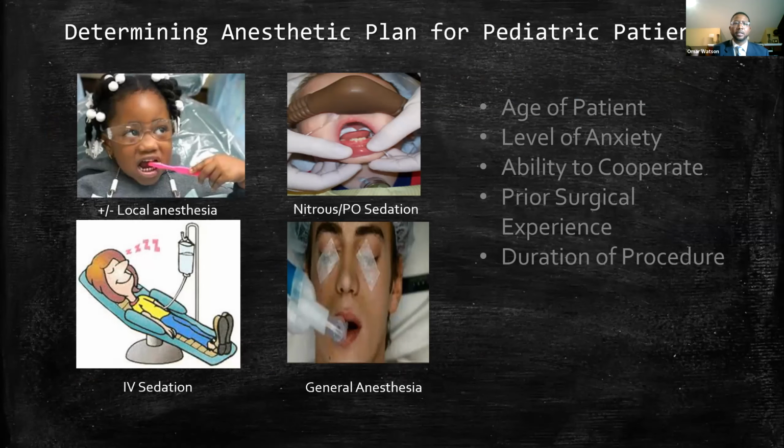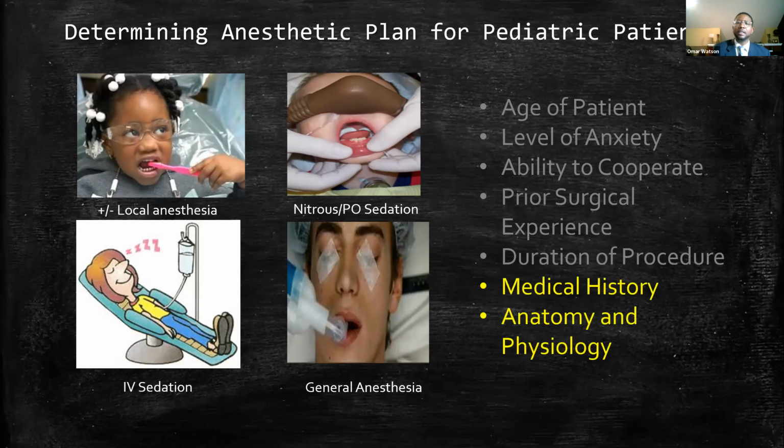So again, these are some of the methods that we use to determine the anesthetic plan: local anesthesia, nitrous oxide or PO sedation, IV sedation, and general anesthesia. And we talked about different things that we look at to assess these patients' need, which determine the anesthetic plan. But importantly, as a surgeon, we're going to pay even closer attention to their medical history, their anatomy, and their physiology. So we're going to talk a little bit about this now.